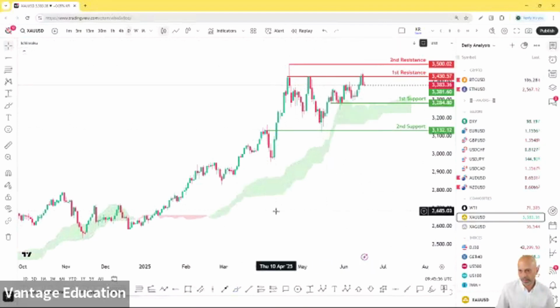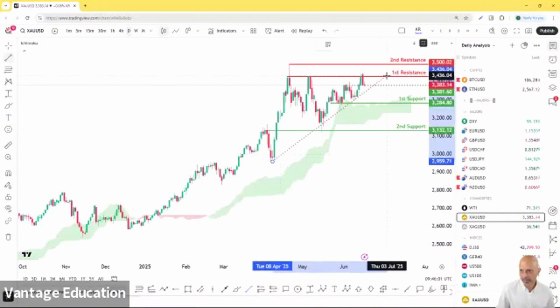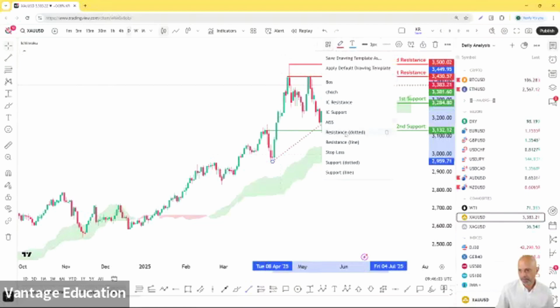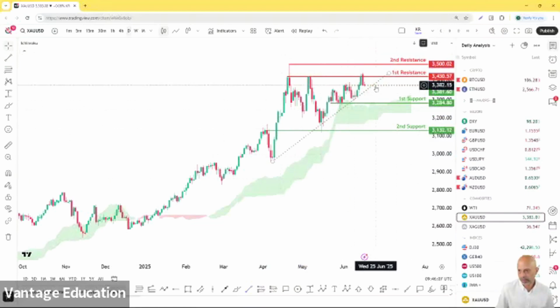Now, on this uptrend here, before that, I would also like to highlight this ascending trend line. We have a pretty significant ascending trend line. So the combination of the intermediate support at $3,381 and the ascending trend line have helped us identify a strong support zone. However, if this area gives way, we're likely to see a much deeper pullback in gold prices, and where it could finally stabilize is at around $3,284, which is where the first support sits.